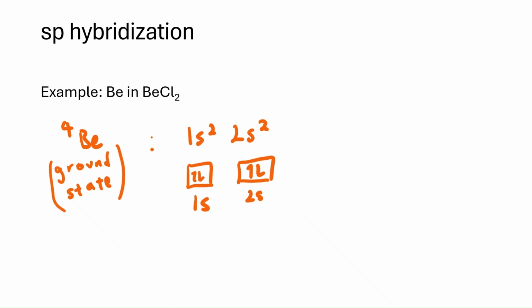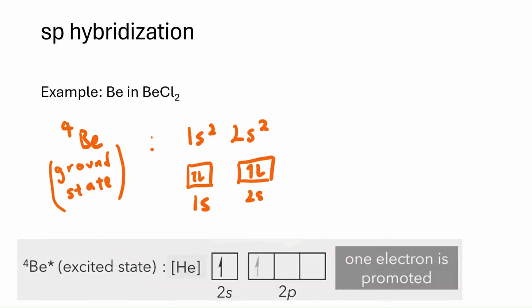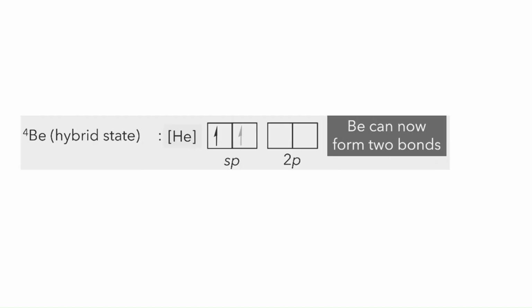Thus, Be promotes one of its 2s electrons into the 2p orbital and changes into a hybrid state with two vacant sp orbitals, which now allows it to form two bonds. This is favored as energy released in the formation of the two bonds can compensate for the energy needed to promote an electron from a 2s to a 2p orbital.